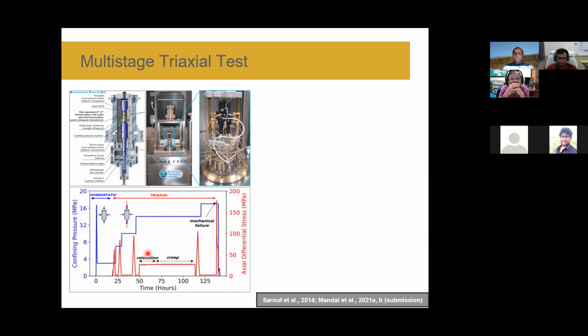This is the test setup itself, a multi-stage triaxial test. Because of the limited sample availability, we try to capture as much information as possible.